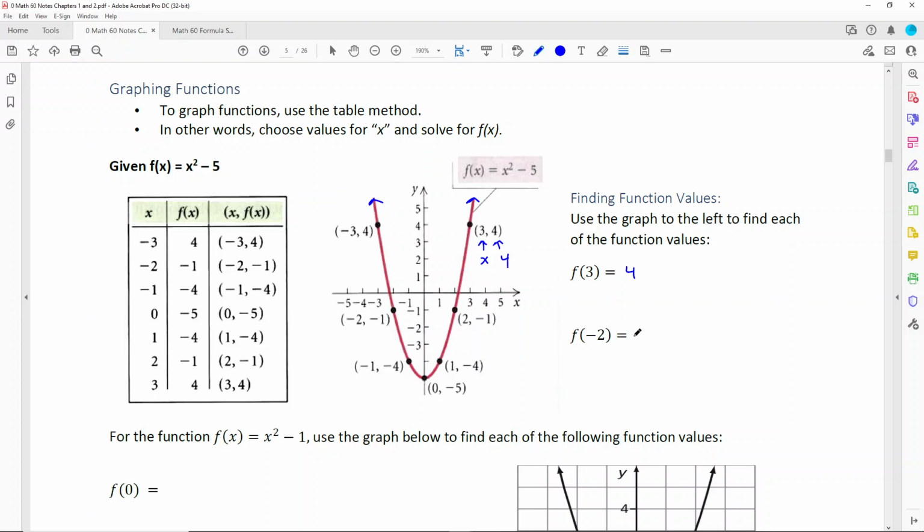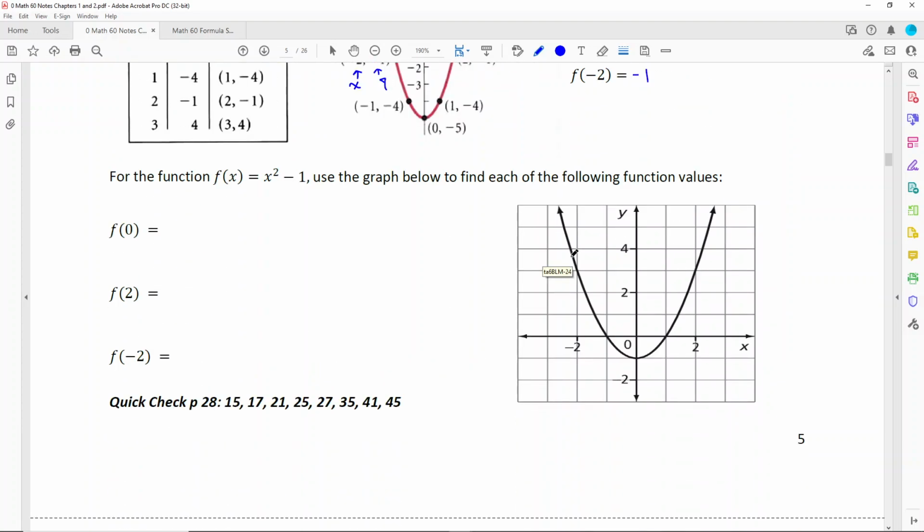So then what's the value of your function at negative 2? Well, we look for where there's an x value of negative 2. And I say when x is negative 2, y is negative 1. So the value of your function at -2 is -1. All right, so pause the video and I want you to try these three. Find the value of your function at 0, 2, and -2.